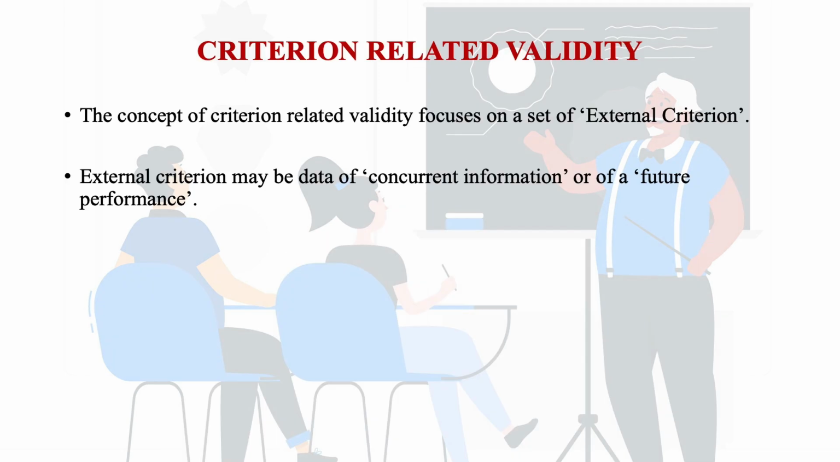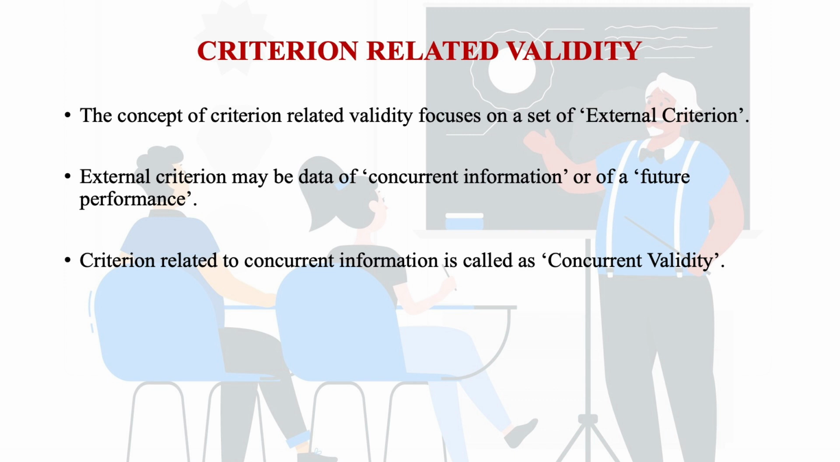It's supposed to be developed, and used for determining the validity of a tool. So far as the external criterion is concerned, criterion related to concurrent information is called the concurrent validity, and criterion related to future performance or the external criterion is called the predictive validity. So two important methods come under criterion related validity: one is concurrent validity and the other is predictive validity. Try to understand the concept of predictive and concurrent validity.